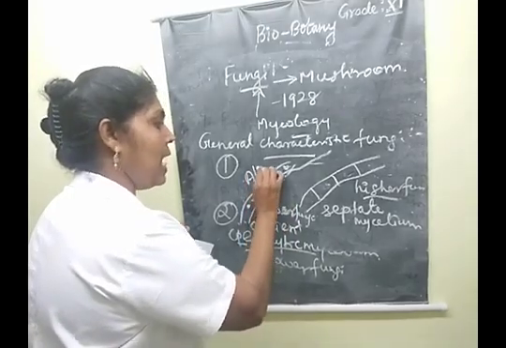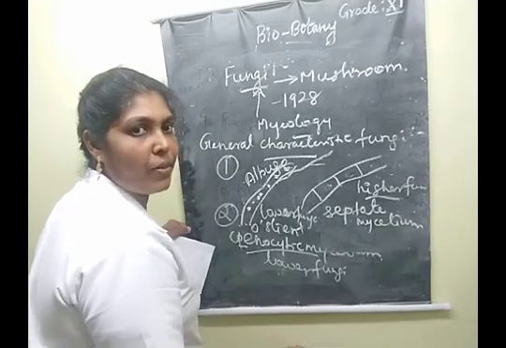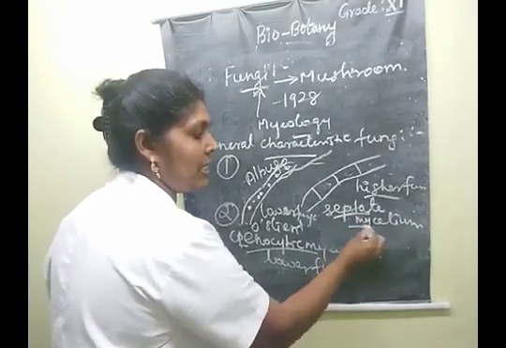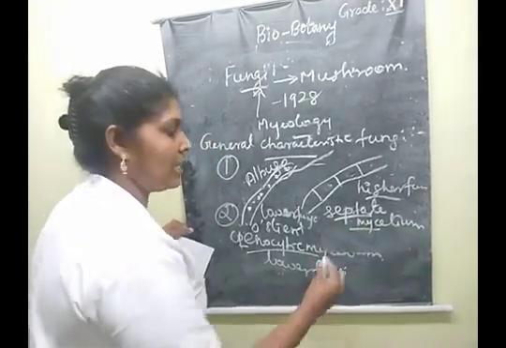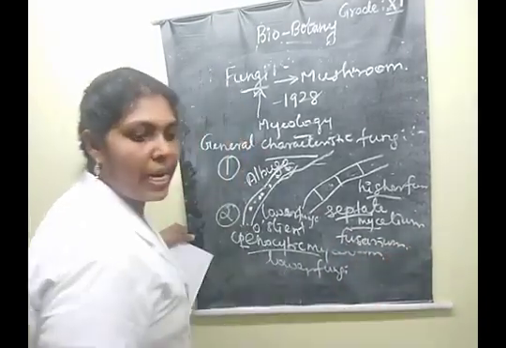is Albugo. The higher form of fungal organism, with the septate mycelium condition, has one good example: Fusarium. Understood, ma? Yes.